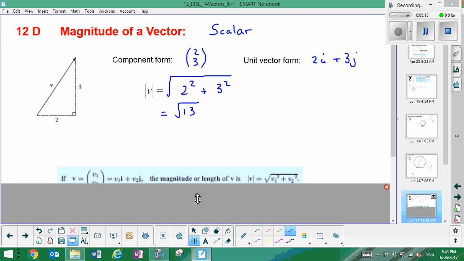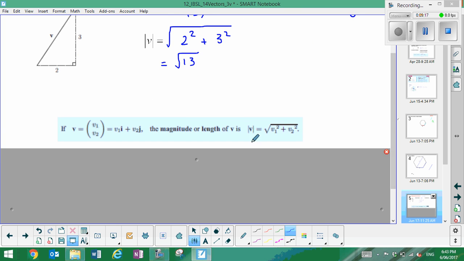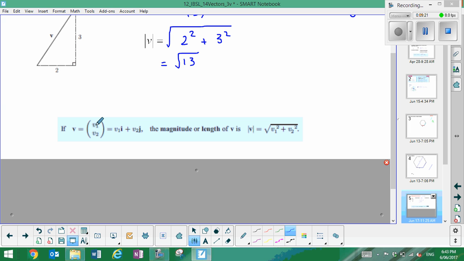So the magnitude is using just this formula, which is based on your Pythagoras. So we can see if V1 and V2 are the component forms of our vector, or V1i plus V2j, then the magnitude, that notation is the absolute value sign, tells us the magnitude is the square root of V1 squared plus V2 squared.